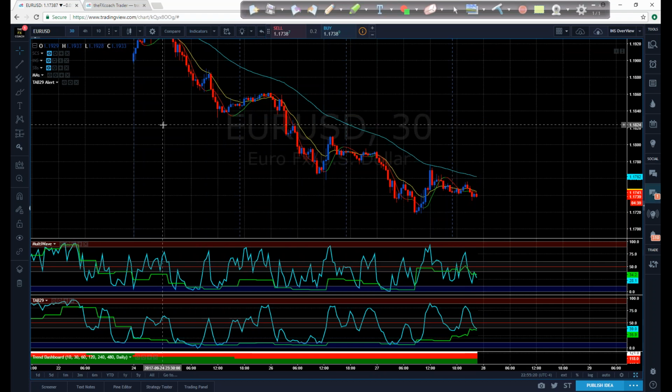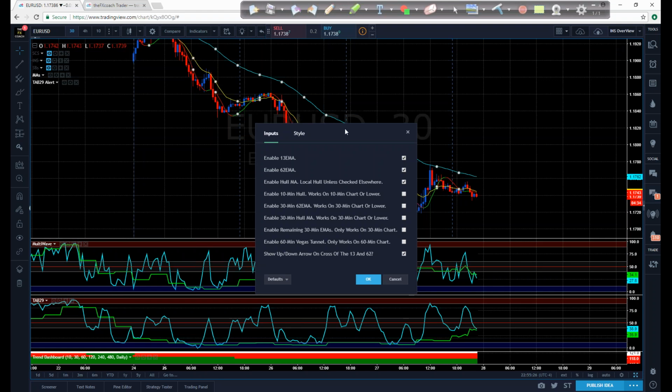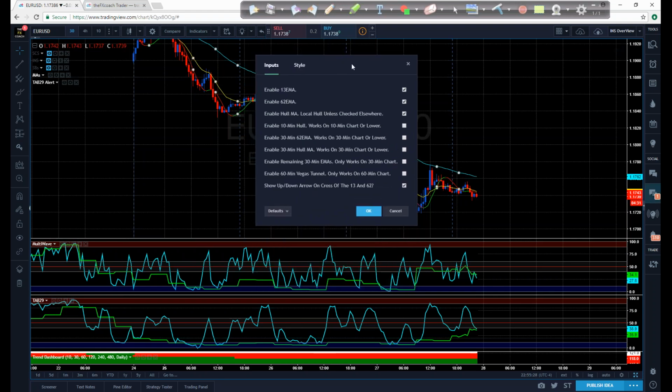Okay, I'm going to show you the selection panel, and we'll go over this. This is a pretty comprehensive selection panel. A couple of things to note here. Enable the 62, enable the 13. Obviously on a 30-minute chart, we can do that. Enable the haul. This would be local, which means if I'm on a 30-minute chart, I'm going to see my 30-minute haul. If I'm on a 10-minute chart, I'm going to see my 10-minute haul.